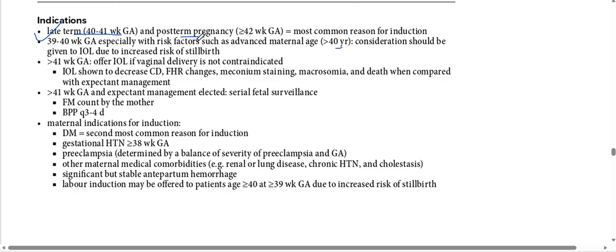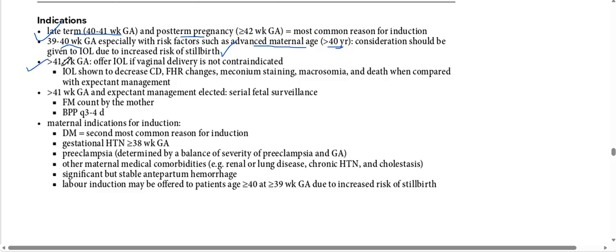Now, at 39 to 40 weeks gestation, especially with risk factors like advanced maternal age, if the mother's age is more than 40 years, consideration should be given to induction of labor due to increased risk of stillbirth. We don't want a stillbirth for a mother of advanced maternal age who is reaching 40 weeks and still has no signs of labor. Therefore, we induce labor to give birth to the child safely.